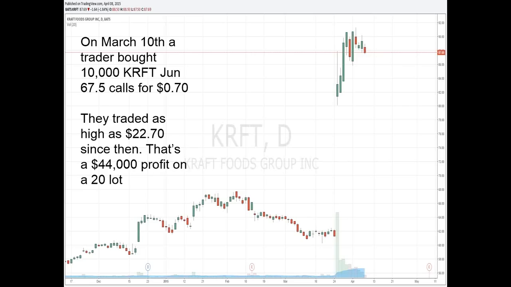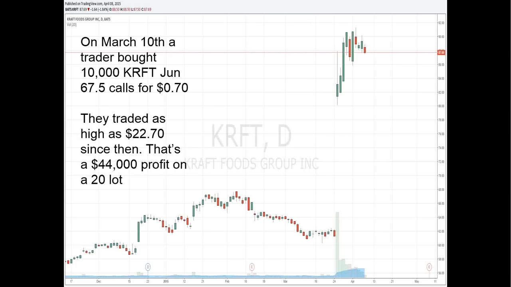Well, on March 10th, a trader came in and bought 10,000 Kraft June 67.5 calls for 70 cents. Okay, now Kraft trades a lot of stock in a day, but this is a very large order in a stock like Kraft, right? $700,000 bet. Okay, so we automatically know that since this trader is tying up $700,000 in this trade, they're most likely not someone sitting at home. They're most likely a pro, right?